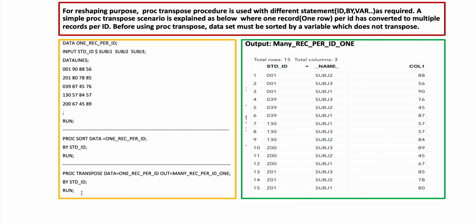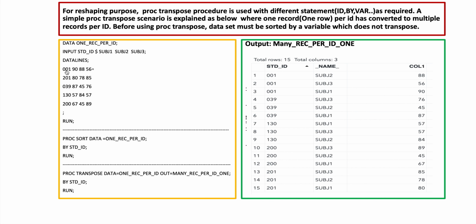When we run this set of code, it will generate a result as shown on the right side. It has 3 variables and 15 records. For example, student ID 001 has 3 records here, but in the input source it has only 1 record. Now this 1 record has been converted into 3 different records. That means it has transposed a horizontal dataset to a vertical dataset structure.